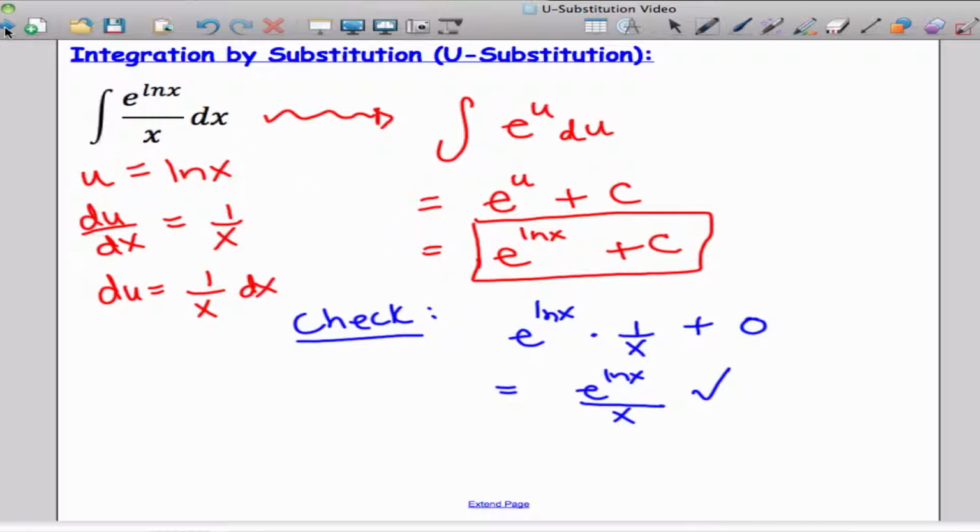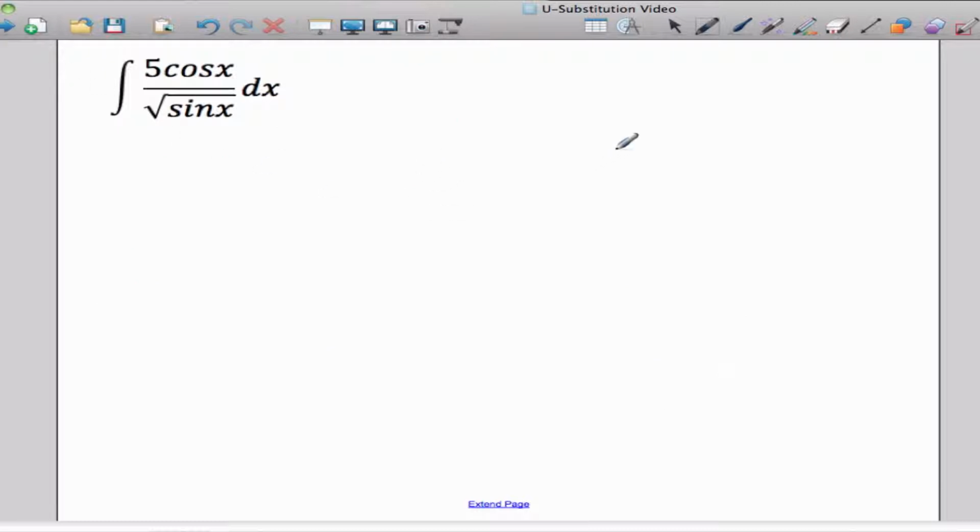Okay, so let's look at another one here. So we have the integral of 5 cosine x over the square root of sine x dx. Okay, so the first thing we should do is see that there's a constant there that we can take out in front. So let's take the 5 out in front, just to make it a little bit easier. So we'll have 5 times the integral of cosine x over the square root of sine x dx.